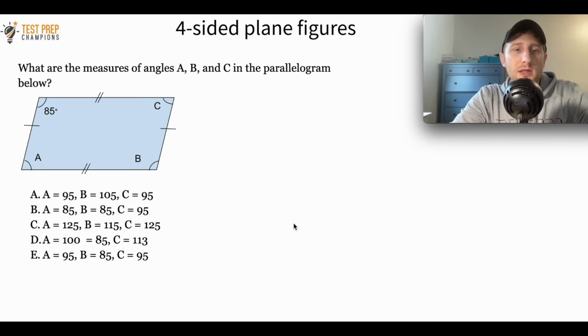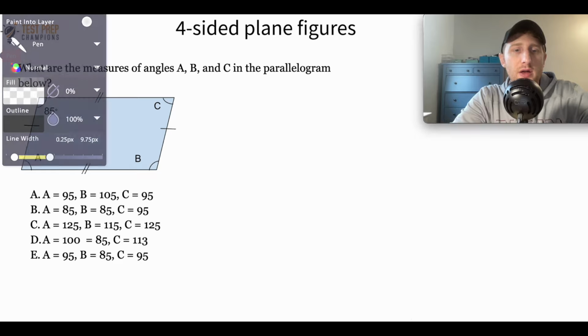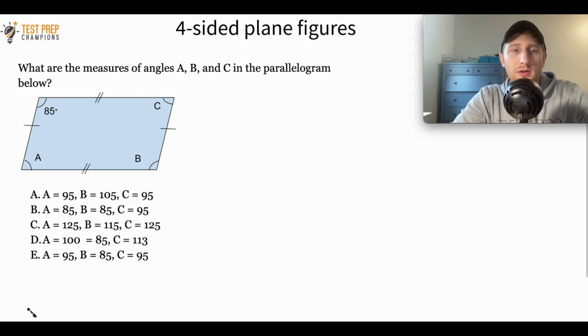Okay, so let's talk about this question. Let me first show you how you would do this doing a calculation. We know that for a parallelogram, opposite angles are going to be equal. So if this angle right here is 85, we know that the angle opposite of it, which should be angle B, is also going to be 85.